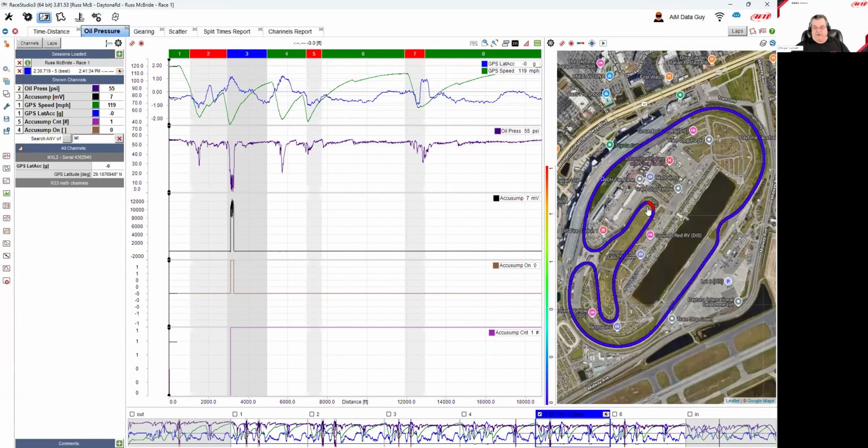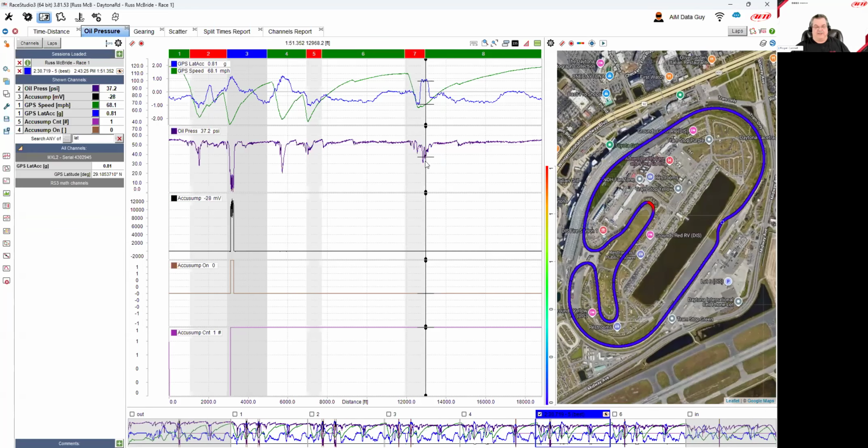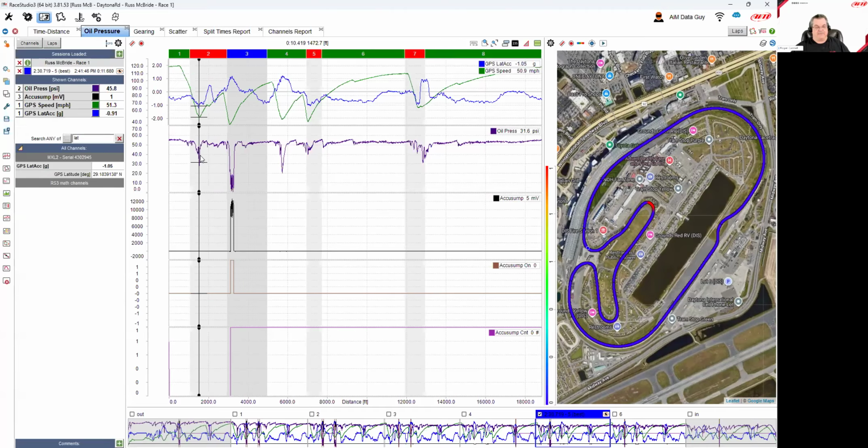Here's a late lap. It only did it on one of the corners. It didn't get it down here. But if I click there, look how close it was. It was right on the edge of hitting the AccuSump. But it's not colorized, so it didn't get deep enough there. But it actually got a little deeper in the chicane, and about the same on the end of turn one. So you can kind of see some of those differences.